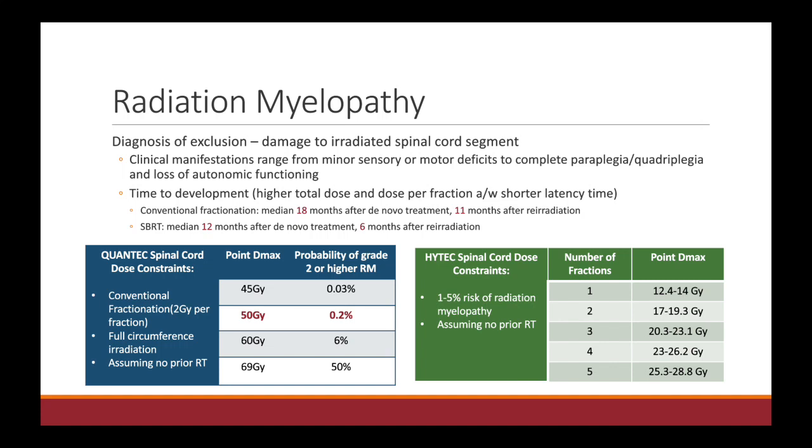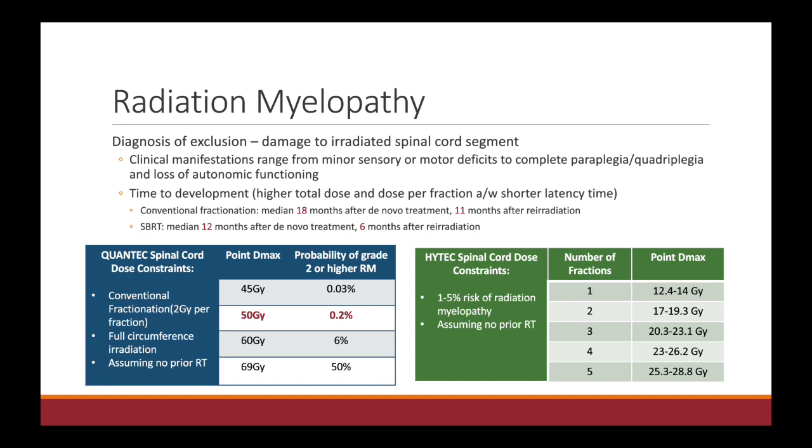So in general, if you're asked about what is a safe dose that the spinal cord can tolerate, in 2 gray per fraction, the answer is somewhere between 45 to 50 gray, and based on QUANTEC constraints, we're accepting a probability of radiation myelopathy of 0.2% or less. We would not accept a probability of radiation myelopathy of 6% with 60 gray or 50% with 69 gray. So we always want to keep that point dose within those QUANTEC constraints. Remember the number 50 gray in 2 gray per fraction if you're going to remember just one thing from this slide.